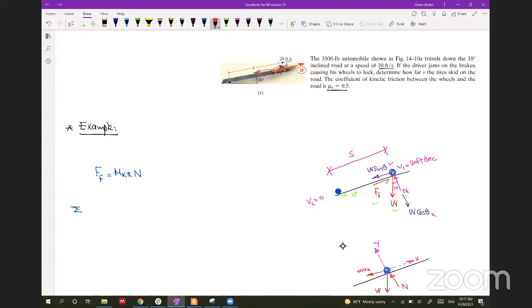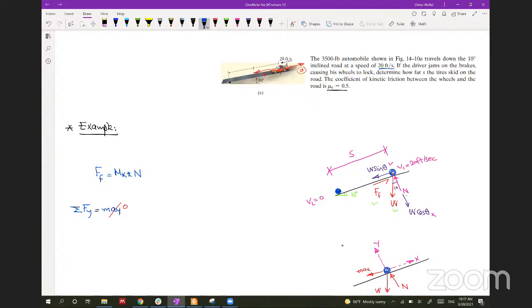So this is the direction of the acceleration. But let's assume it's in the other direction. And let's do some Newtonian kinetics. Let's get the sum of Fy equal to m a_y. We know that all the acceleration is in the x direction, so a_y is equal to 0.